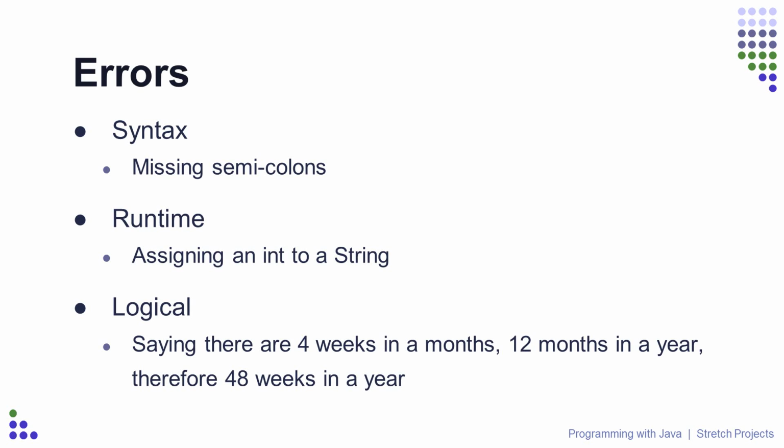We also have logical errors. These are probably the most difficult to spot. And this happens when what you're doing is allowed by Java, but wrong in the real world. For example, you could be saying that there are 12 months in a year and 4 weeks in a month, so there's therefore 48 weeks in a year, which is obviously incorrect. There's not really anything else to say about errors other than you should be aware of all three types, because you will almost certainly encounter them when you're programming.